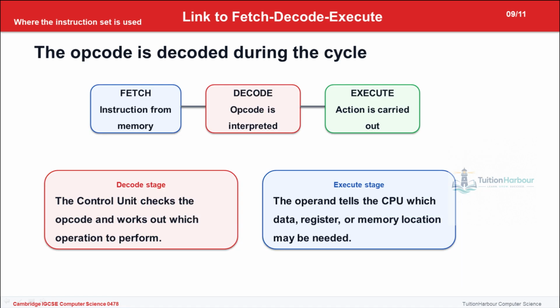Fetch, decode, execute link. During the fetch stage, an instruction is collected from memory. During the decode stage, the control unit interprets the opcode. During the execute stage, the CPU carries out the operation. The operand identifies the data or location needed.